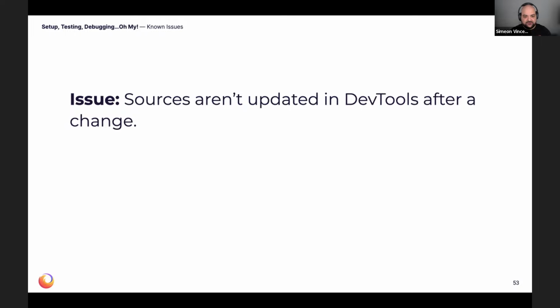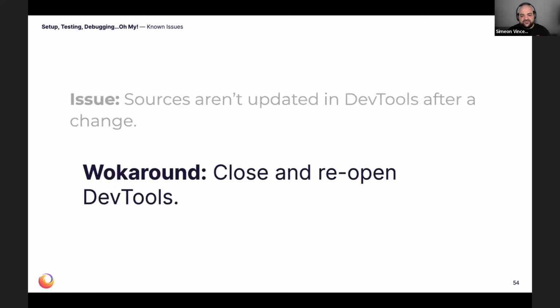Another issue that we're aware of is that sources aren't updated in the developer tools after you've made a change. Even though the WebExt command line tool will automatically reload the extension on your device whenever you make changes to the file, unfortunately those changes aren't reflected in developer tools. As a temporary workaround, you could close and reopen developer tools. When you do that, your breakpoints will be preserved, so in that respect there's no loss of data.